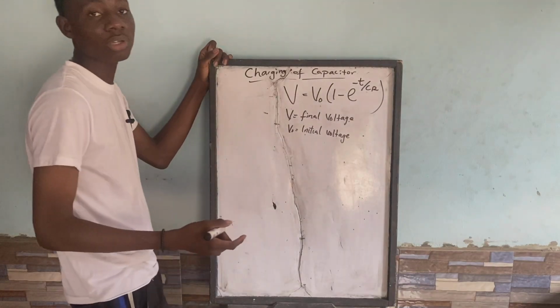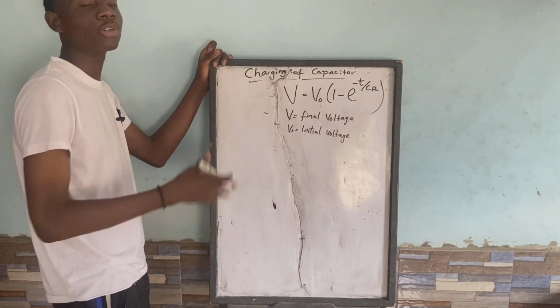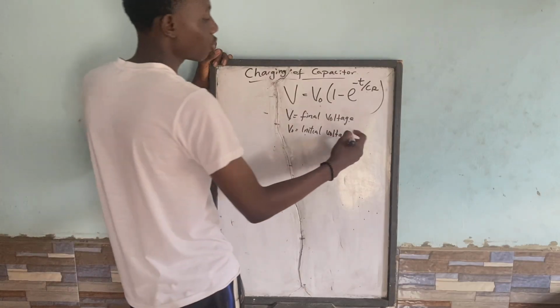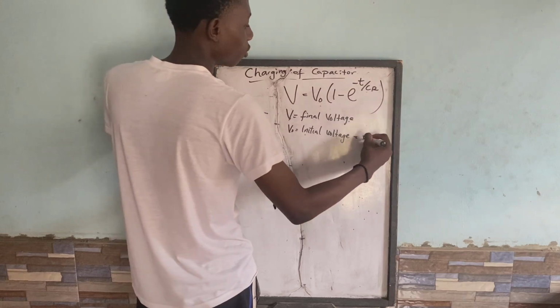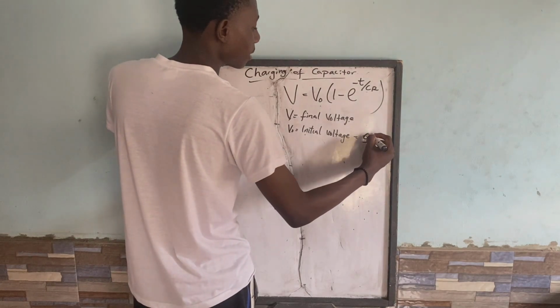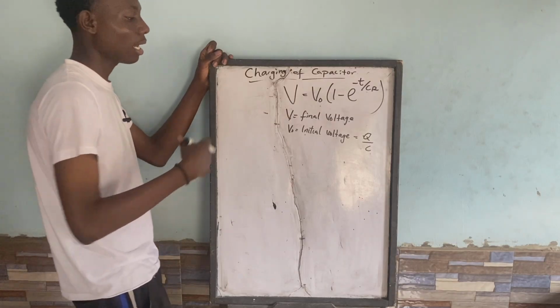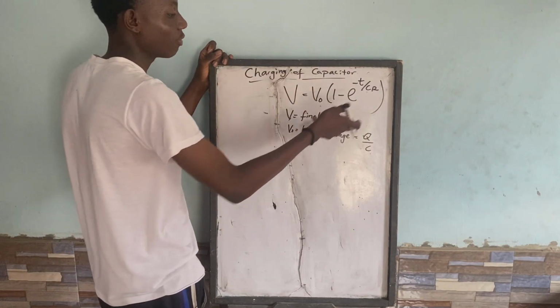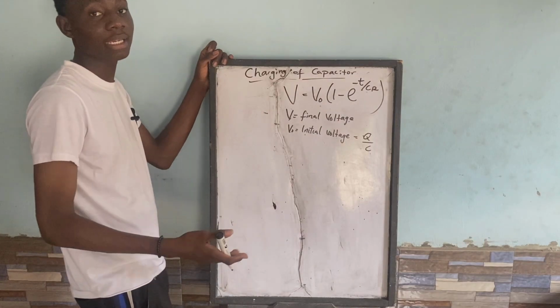And it's very simple to calculate your initial voltage. From Q equals CV, you can just use your initial voltage equal to your charge over the capacitance. Are you clear about that? So let's say for example they give the charge and they give the capacitance, you can just calculate the initial voltage with charge over capacitance, or you do the current multiplied by the resistance.